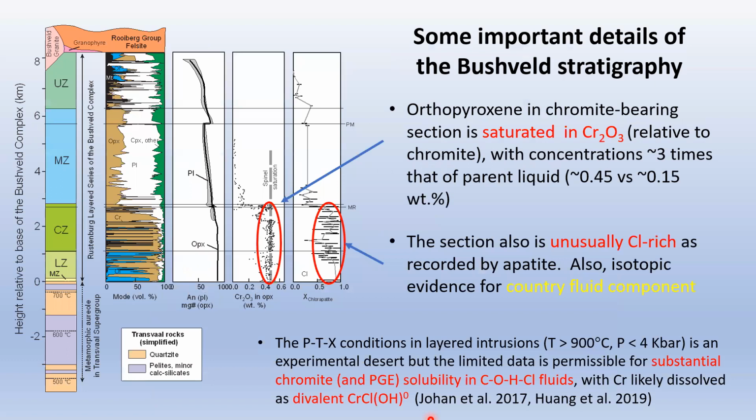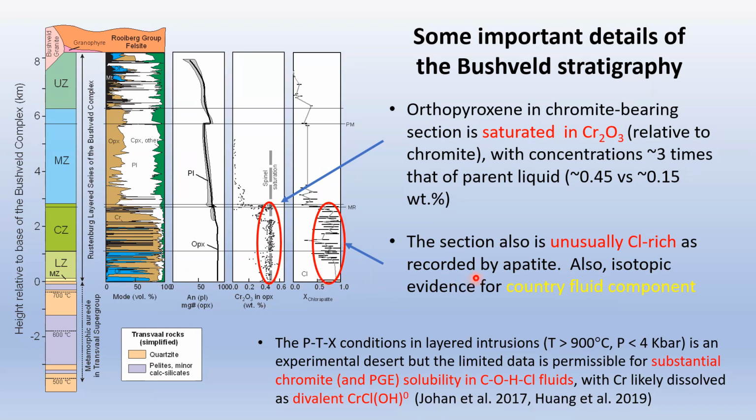All right. So, rather quickly, a couple of very important things to say about this Bushveld stratigraphy. The orthopyroxene in much of the lower part of this section is actually saturated in chrome. We can't get much more chrome in the pyroxene because the system will start to form chromite as well. These concentrations are about 2 to 3 times that of the parent liquid. And if you're talking about an orthopyroxenite that has several percent chrome in it, then those might have 10 or 20% of the chrome content of a parent liquid. The other is that this is a very chlorine-rich part of the section here.